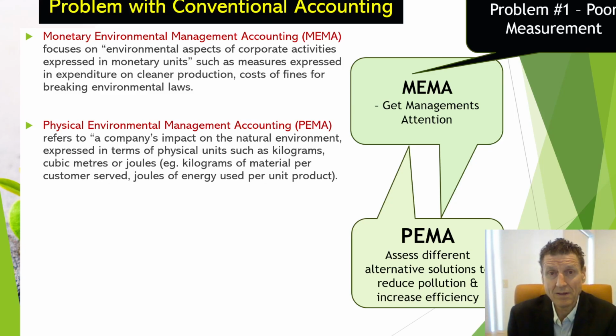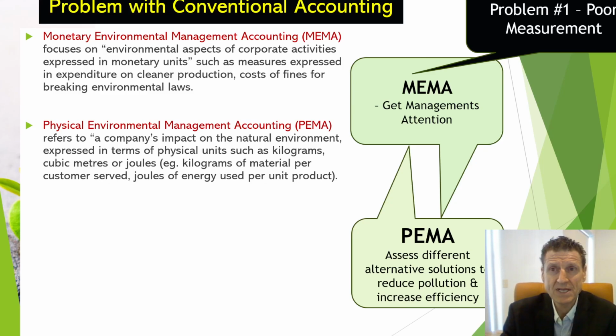All right, the monetary is just a representation of transactions. It's a representation of the cost of some environmental initiative. All right, it doesn't help you make a better decision. What does help you make a better decision is if you focus on physical environmental management accounting, and that refers to the company's impact on the natural environment. That is, we start measuring kilograms, cubic meters, or joules.